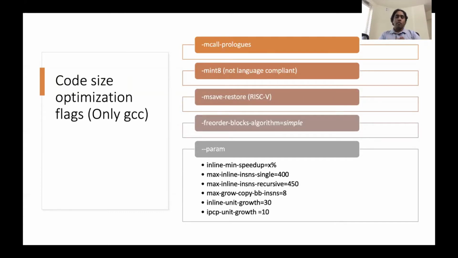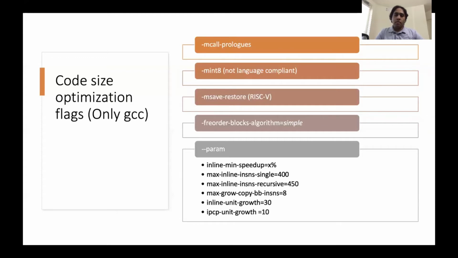So what this flag does is, instead of generating those sequences of instructions in each function, it just generates a function call, and all the functions in the program will call that same function. So it saves huge code size, but of course it has a little bit of performance overhead. But in embedded systems, the embedded space, this flag is widely used. The second one is -mint8. This flag is very risky to use, but it's good to know.